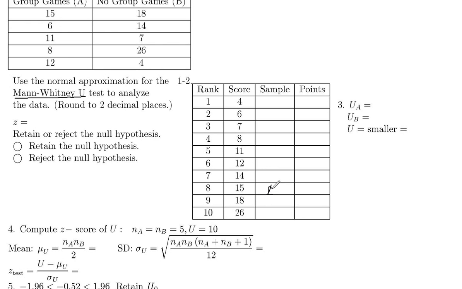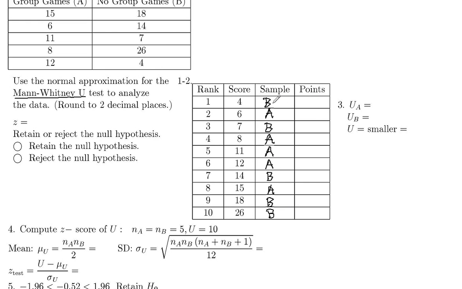So the 15, the 6, the 8, the 11, and the 12. And then everything else was B samples. So we combined the 2 groups and then ordered them from lowest to highest, giving the lowest numbers higher rank. And then we assign points this way.